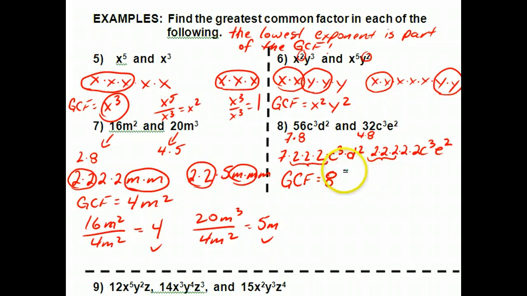And now we're just looking for the least exponent for each common variable. So c looks like it's common to each, and there's 3 in each of those. So 8c cubed is going to work. And then for d, I've got 2 d's here, but I don't have any d's over here, so I can't include that in my common factor. And same here, I've got e squared here, but I don't have e squared over here, so it's not common to both terms, so it can't be part of my greatest common factor as well.